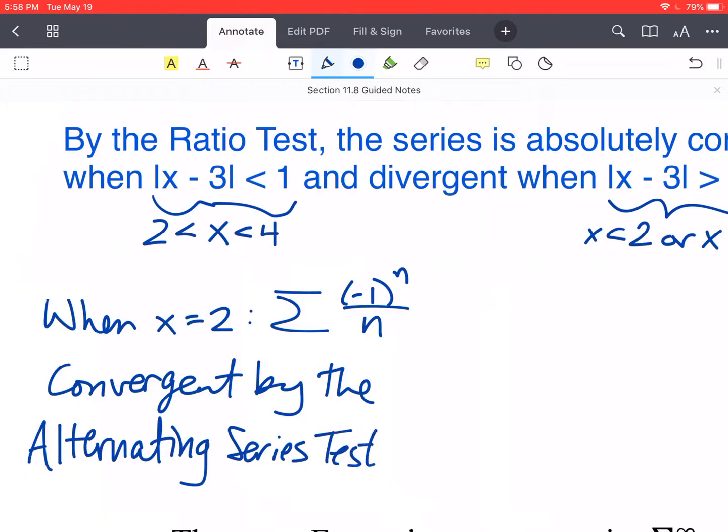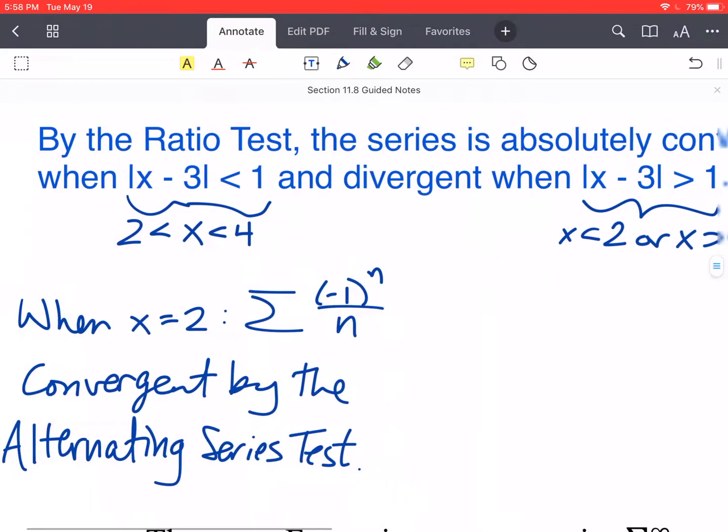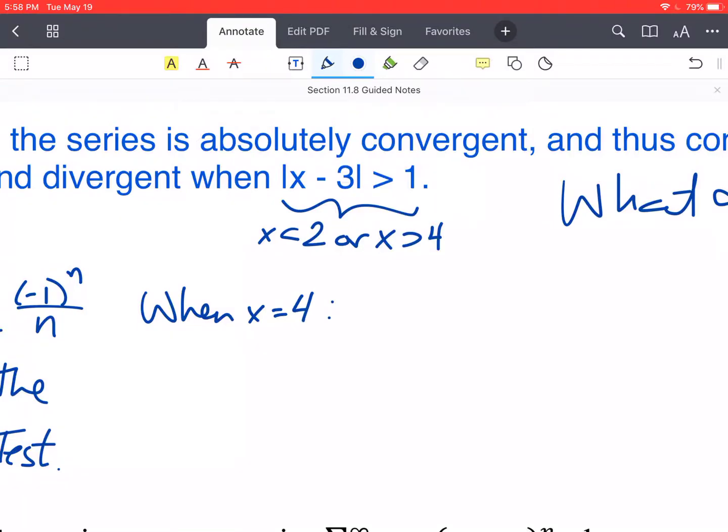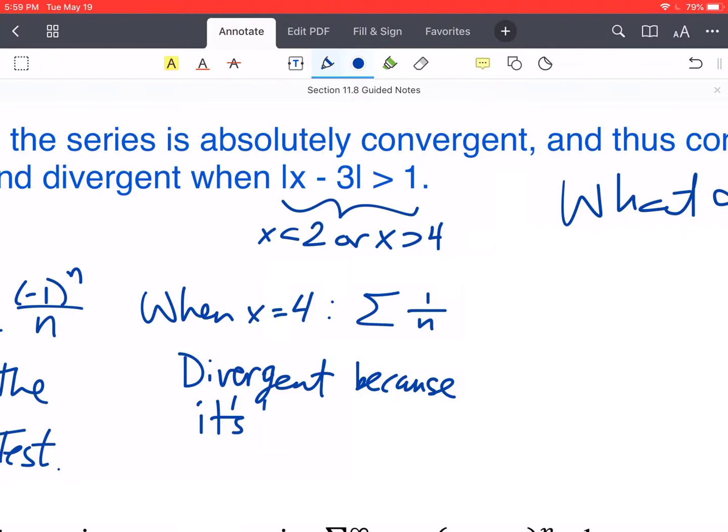All right. So we also get its convergence at 2, so then what about at 4? So when x equals 4, the series becomes just 1 over n, which of course is divergent. Because it's harmonic, right? Or you can say p series with p equal to 1.